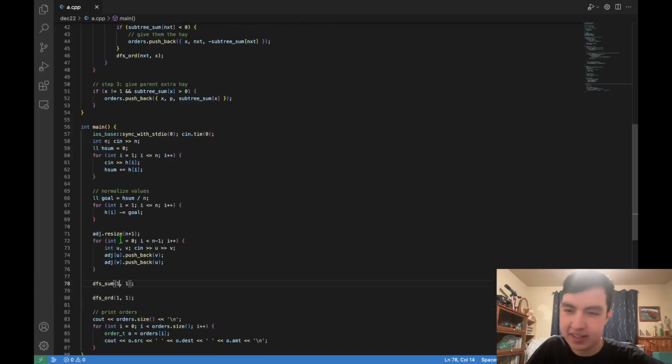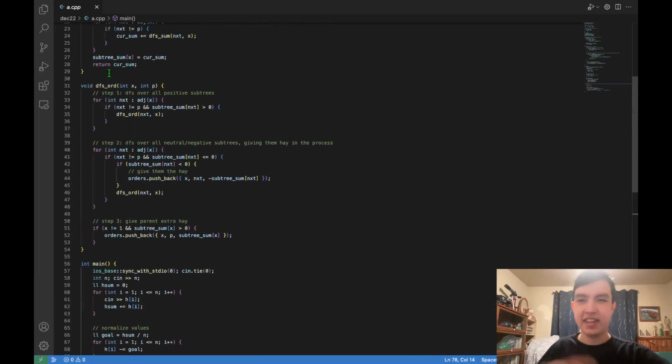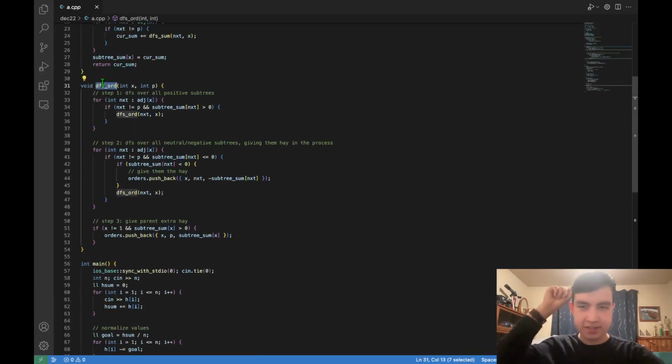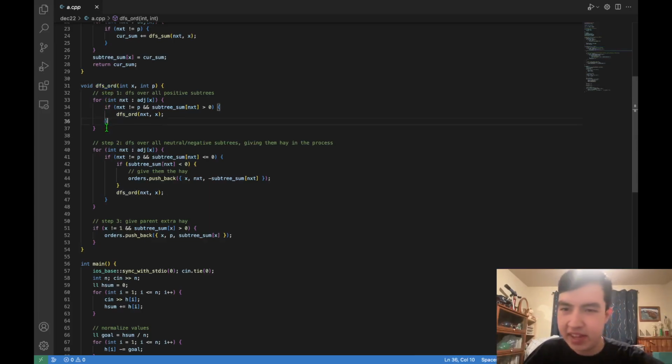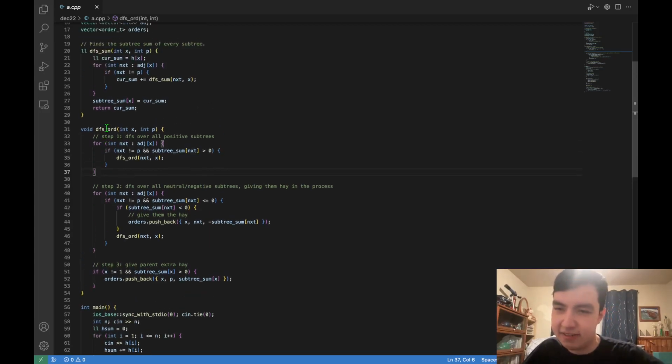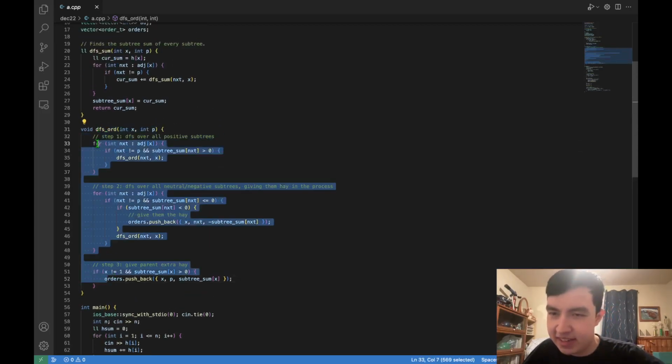So yeah, now we get to the complicated DFS. So this DFS order function is where we do all the work we talked about previously, where we take all the hay bales from subtrees with too many hay bales, and then redistribute them to subtrees with too few. So we can see that in these three separate steps.